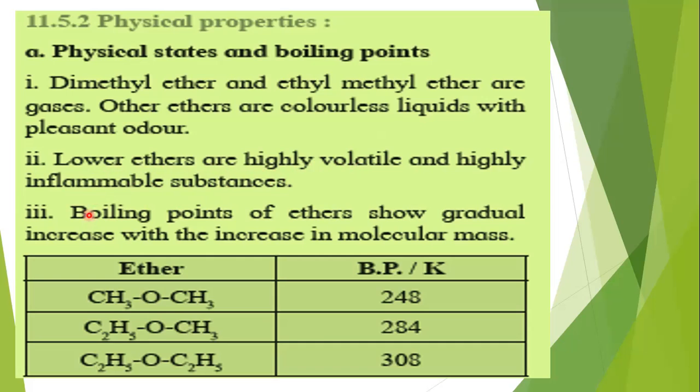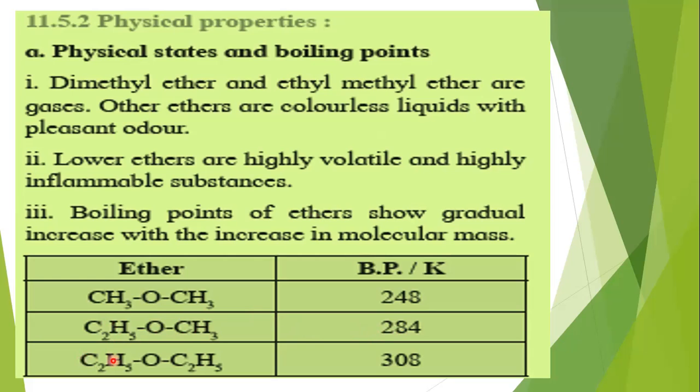Third point, boiling points of ethers show gradual increase with increase in molecular mass. See here example of ethers, and here their boiling points are given. Dimethyl ether 248 Kelvin, ethyl methyl ether 284. One alkyl group is increased, so molecular mass increases and the boiling point also increases.